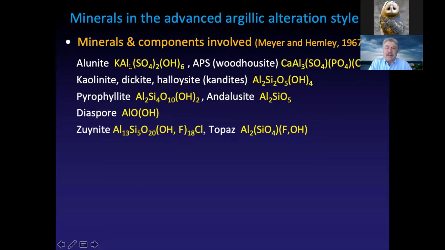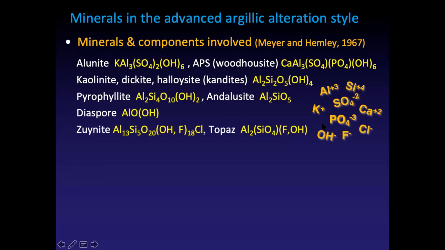Back to alunite, this is an aluminum sulfate mineral with some potassium. And these are all the components that make up these minerals. Many of them are not the standard components in alteration of, say, potassic alteration of biotite and potassium feldspar, or even phyllic alteration of white mica, muscovite or illite. We're looking at sulfate. We're looking at aluminum in solution, phosphate, hydroxyls, and fluorine.